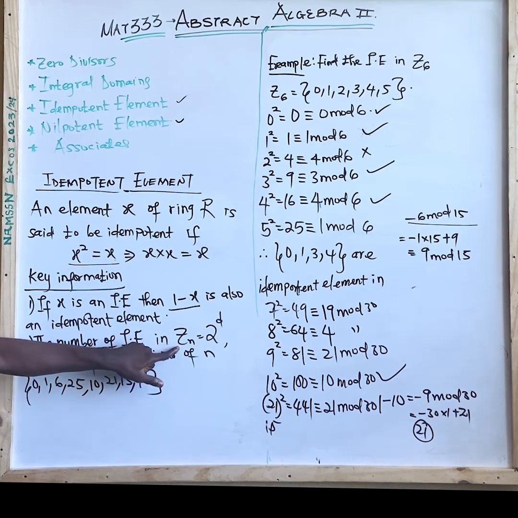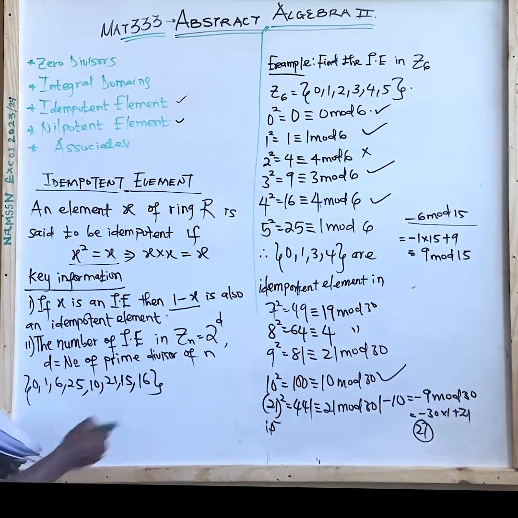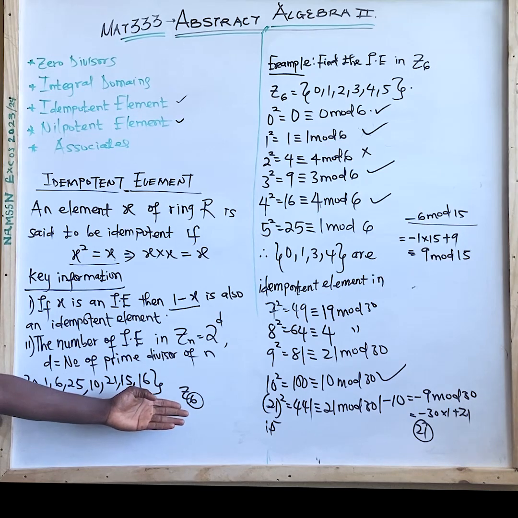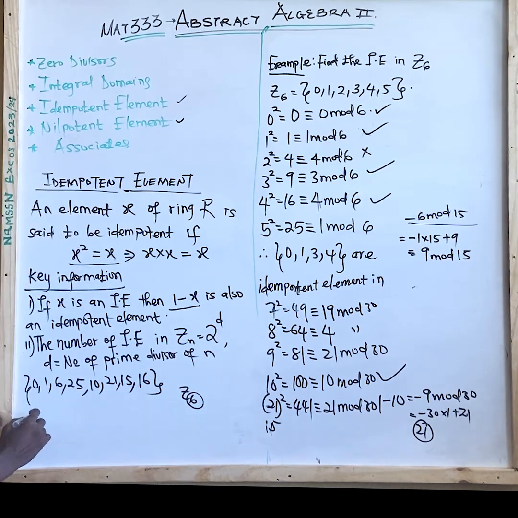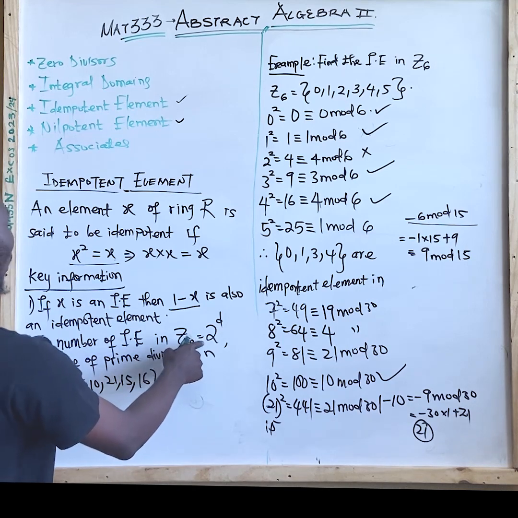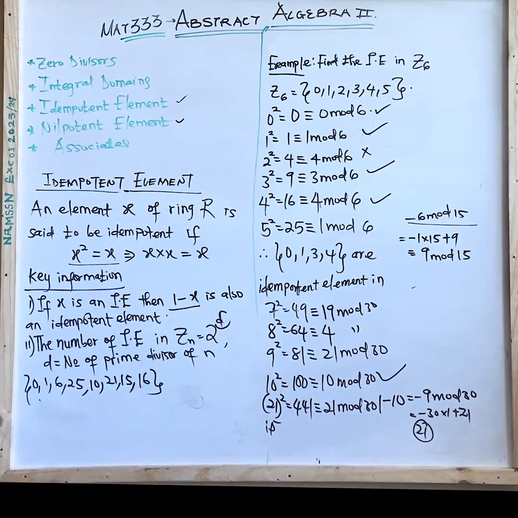So in any integer domain you are given, this Zn, for example the first one, Z6, the number of prime divisors of this 6 tells you the number of idempotent elements in Z6. And what are prime divisors? Prime divisors are prime numbers that divide it. So the number of idempotent elements in Zn equals 2 raised to power d, where d is the number of prime divisors.